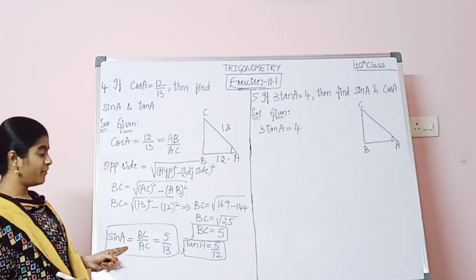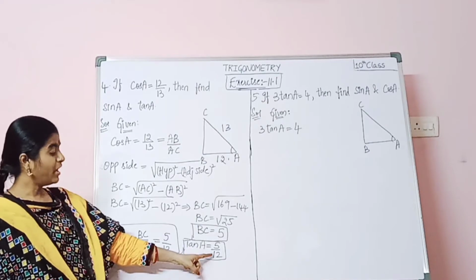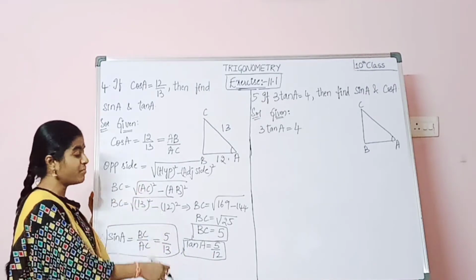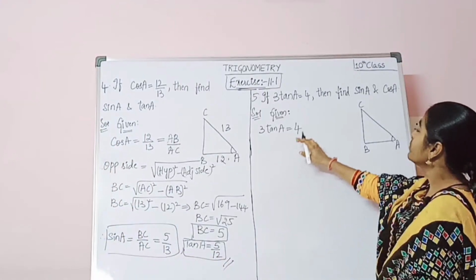So sin A. What is the value of sin A? 5 by 13. What is the value of tan A? 5 by 12. So these are the two ratios we have to find in the given question. This is the solution. Now coming to next question.